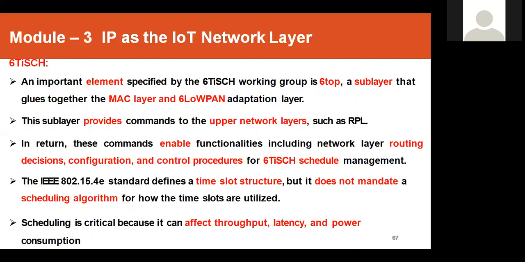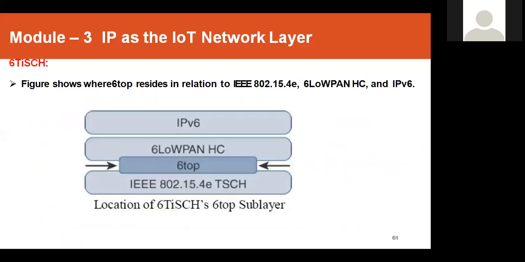Okay, and I told you already, the time slot structure is very important. It has to give you a particular bandwidth, etc. And this affects the throughput, latency, and the power consumption. So when you are deciding the bandwidth and so on, definitely while scheduling, it affects. And you can see this TSCH sub layer, what exactly it is, where exactly it comes under: IEEE 802.15.4e TSCH.